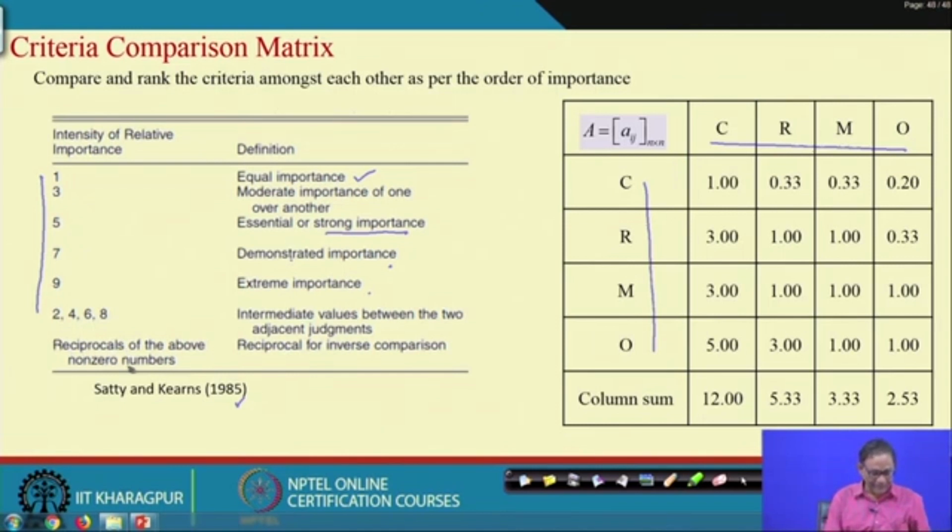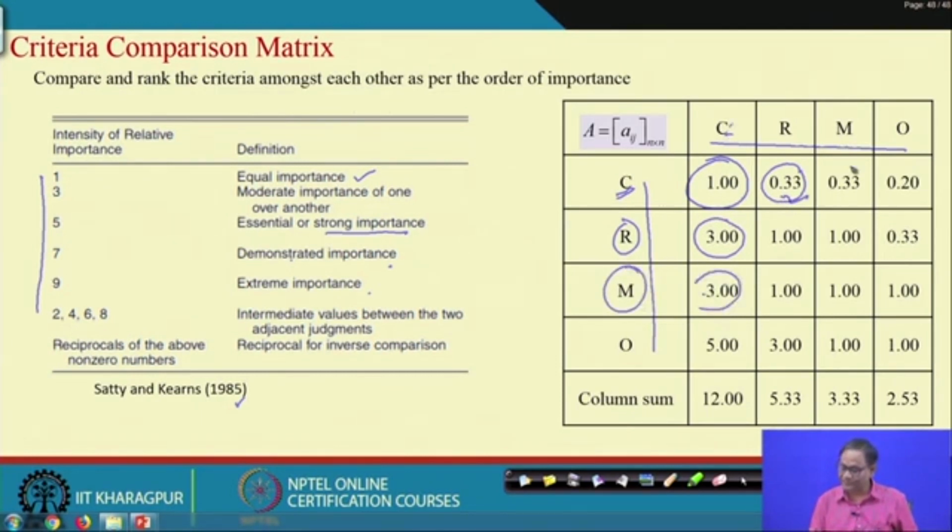Then the reciprocal of the above non-zero numbers is the inverse comparison. For example, cost versus cost, the same thing, will be 1. Now, cost versus reliability is 0.33. What is this? That means reliability is 3 times more important than cost, so the reciprocal is 0.33. Similarly, maintainability is 3 times more important than cost, reciprocal 0.33. Operability is 5 times more important than cost, so the reciprocal is 0.20.